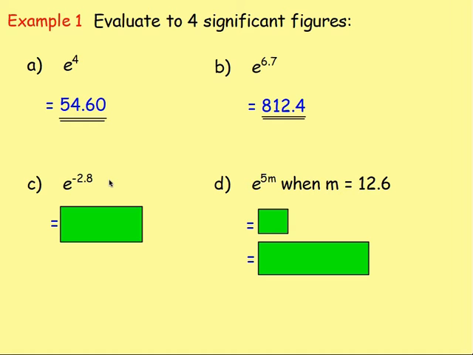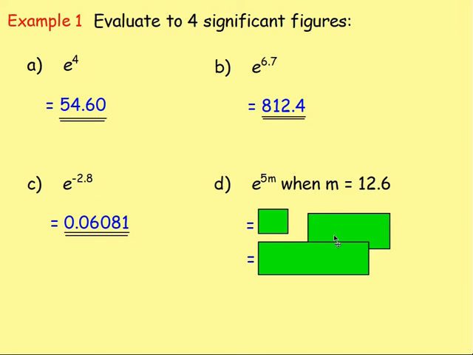Let's try another one, e to the power of negative 2.8. Just fire that into the calculator. What do you get? You get 0.06081 to 4 significant figures.